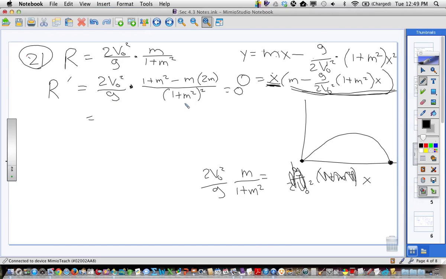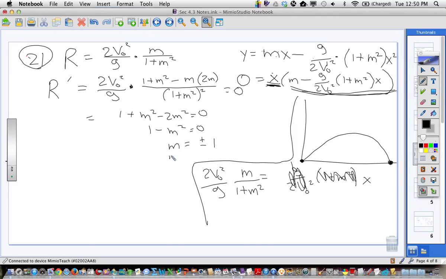Well, it's 0 whenever the top is 0. So what's the top? Well, it's 1 plus m squared minus 2m squared, which is 1 minus m squared, which is 0 when m is what? Plus or minus 1. Now, you're not going to have a slope of -1. That'd be the situation where you throw it down into the ground, right? So that's not going to maximize your distance. So really, the only viable candidate is m equals 1.